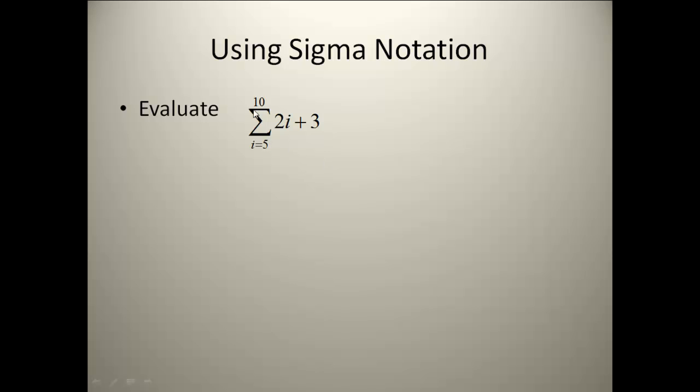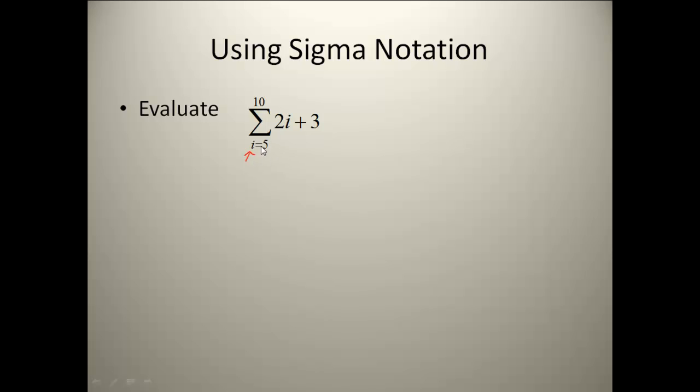So let's say we have a problem that looks like this. It says evaluate, and then it gives us this problem here. And we have this sigma, and then we have 2i plus 3. Well, now a couple things come along with this sigma. I is what's referred to as our index, and it's kind of just indicating what our variable is. It doesn't have to be I. It could actually be any letter. I is probably the most common one used.